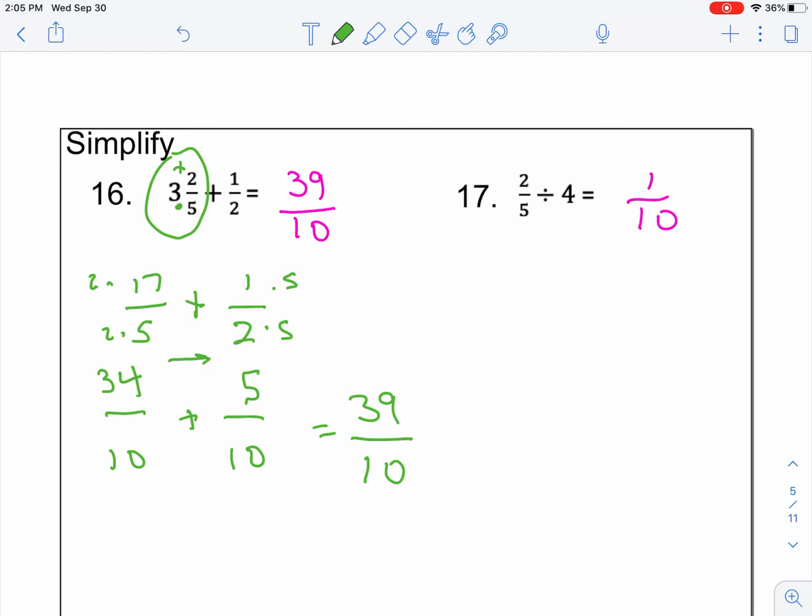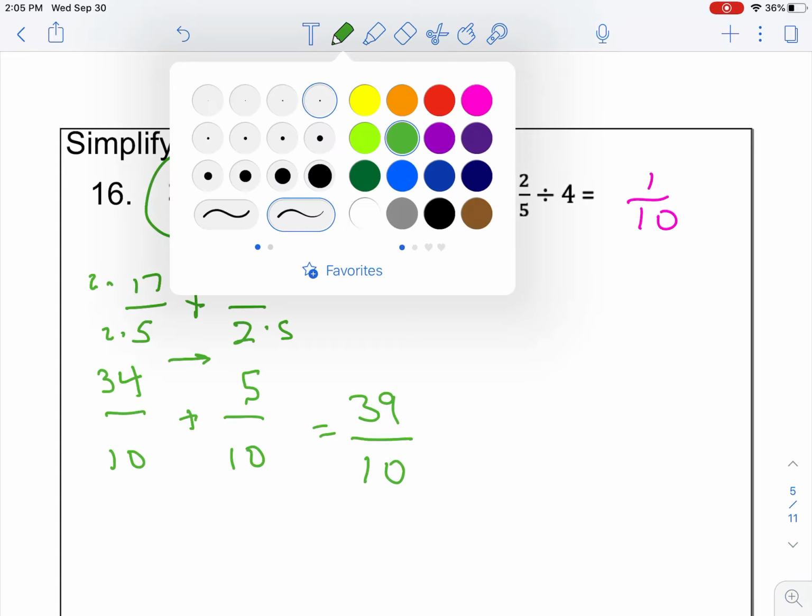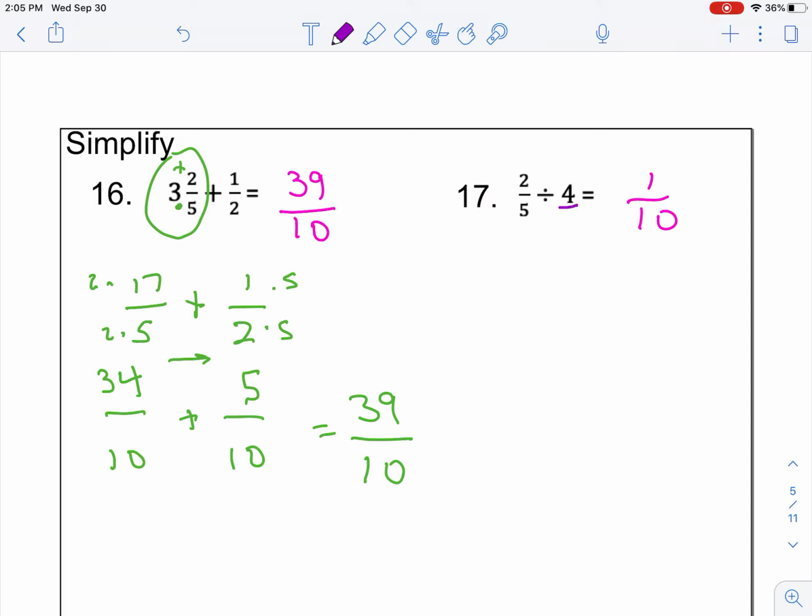You do not need to change improper fractions into mixed numbers. All you need to do is make sure it's reduced. And in the last question here, make sure you remember to put a 1 under any whole numbers when you're calculating with fractions, then follow the same steps. I do not need to get a common denominator, but with division, I change it. Remember, keep, change, flip. So now I multiply. 2 times 1 is 2, and 5 times 4 is 20. I reduce my fraction, and that equals 1/10.